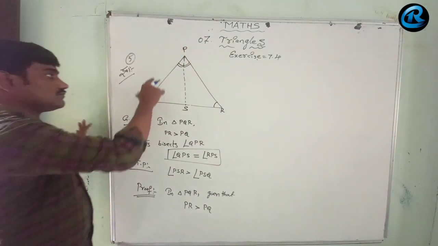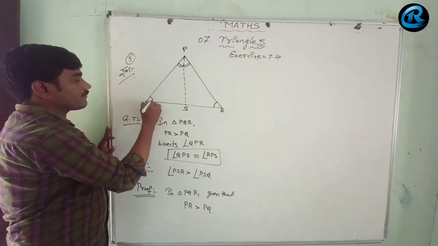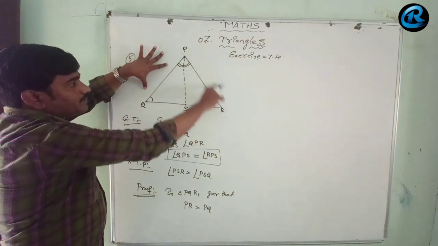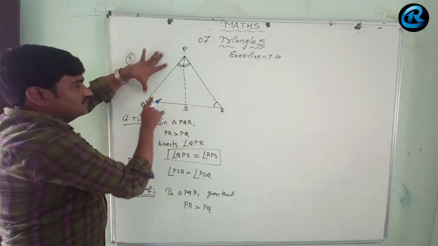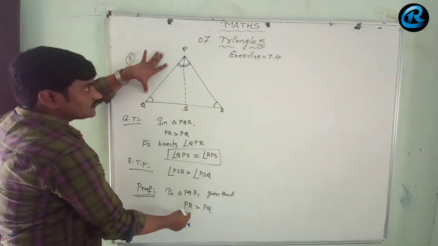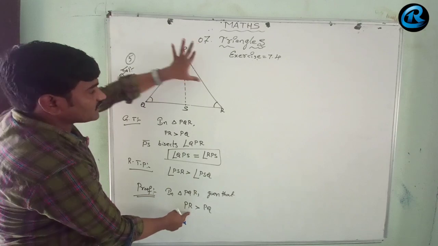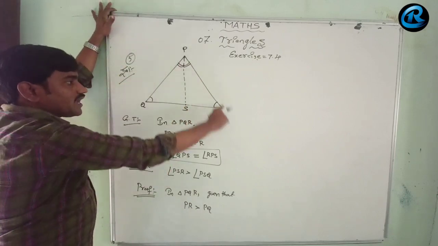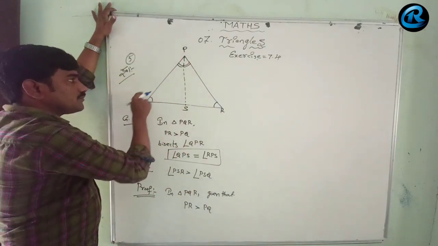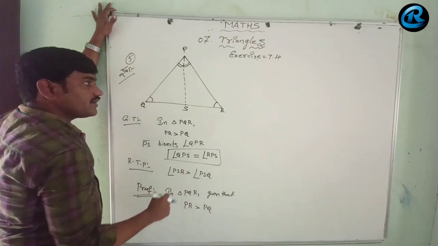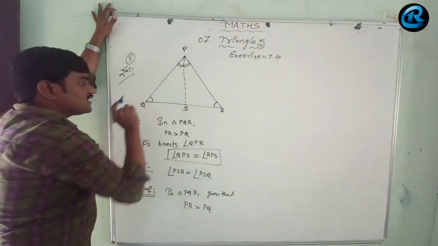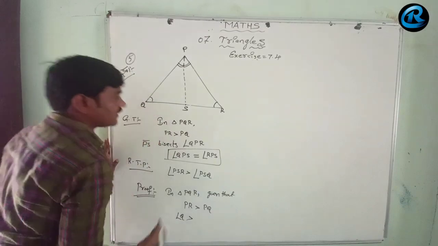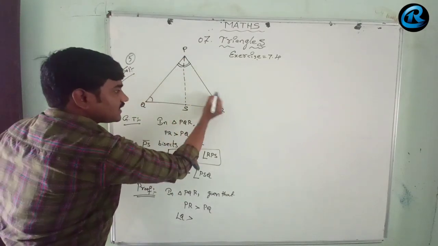Okay, then here we go for the angles. PR is the longer side, and PQ is the smaller side according to this statement. Now the PR opposite angle is angle Q, which is greater than the PQ opposite angle, angle R.